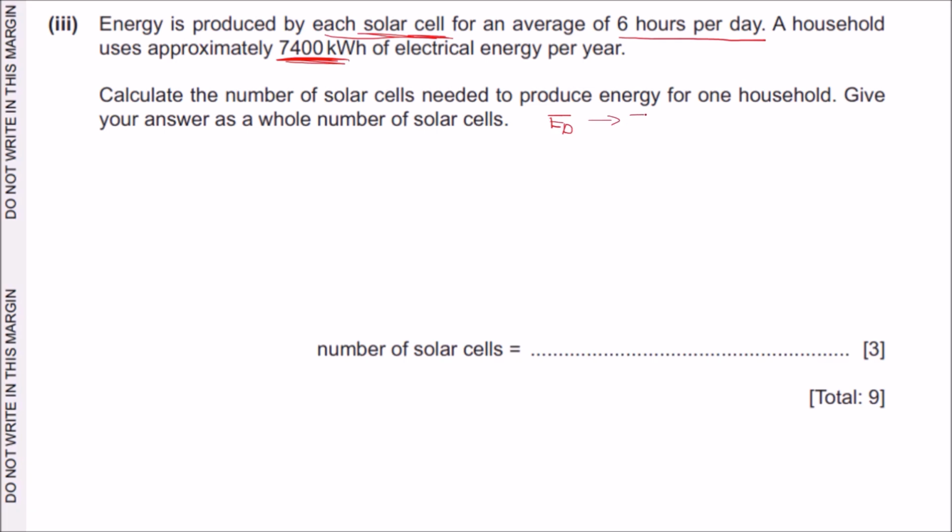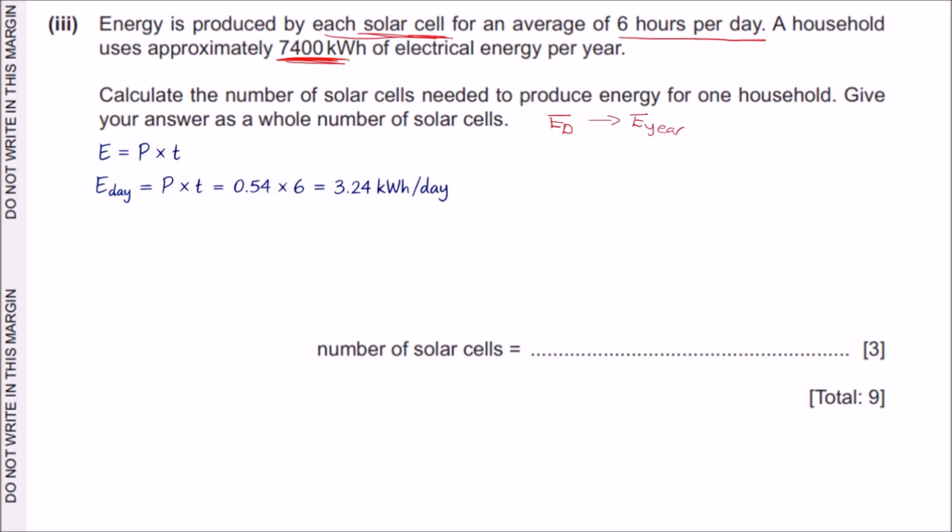We go to energy produced by each cell per year. Then if we divide the energy requirement per year by the energy which is being produced per year, we find the cells required. So energy is power times time. For us to find energy in a day, we say power times time in a day. So each cell is rated 0.54 times 6 hours in a day, amounting to 3.24 kilowatt hours per day.